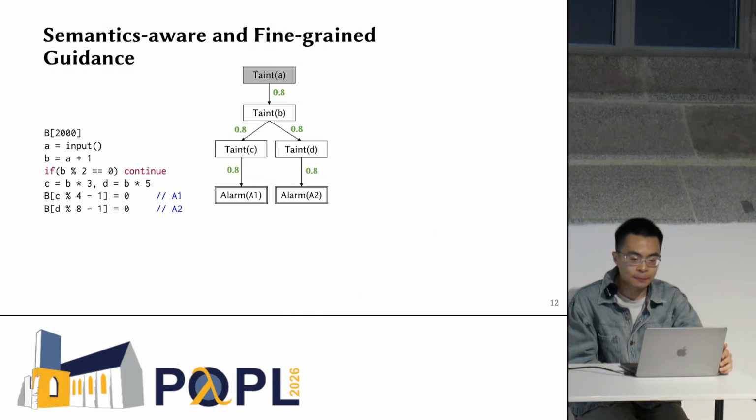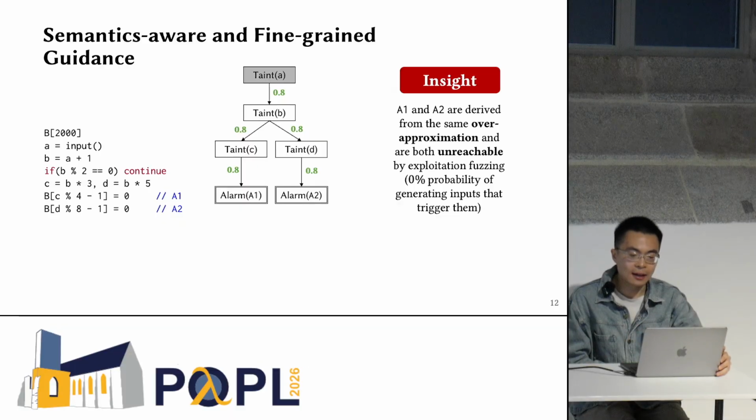The taint analysis produces a derivation graph with the same structure as in the previous example. However, because it does not consider precise value ranges, it over-approximates and incorrectly reports the false alarms A1 and A2. The key insight is that A1 and A2 are derived from the same over-approximation and are both unreachable by exploitation fuzzing. That is, there is a 0 probability of generating inputs that trigger them.